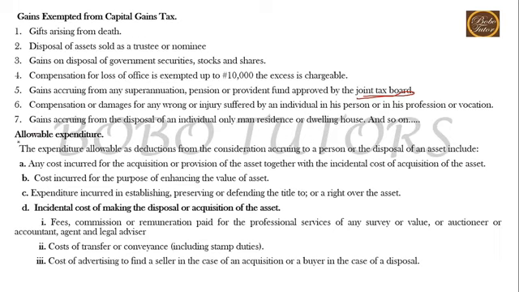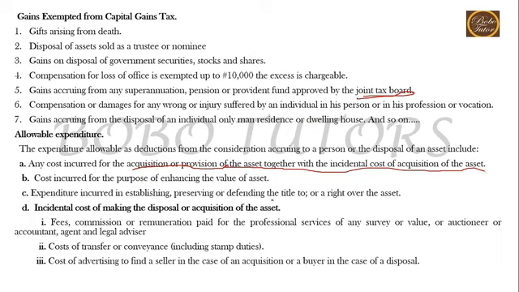Now, what are those allowable expenditures under capital gains tax? When computing capital gains tax, what are those expenditures that government will allow as a deduction? The first one is any cost incurred for the acquisition or provision of the assets, together with the incidental cost of acquiring the assets. That is the cost of acquiring the assets and any other costs you incurred in acquiring the assets.